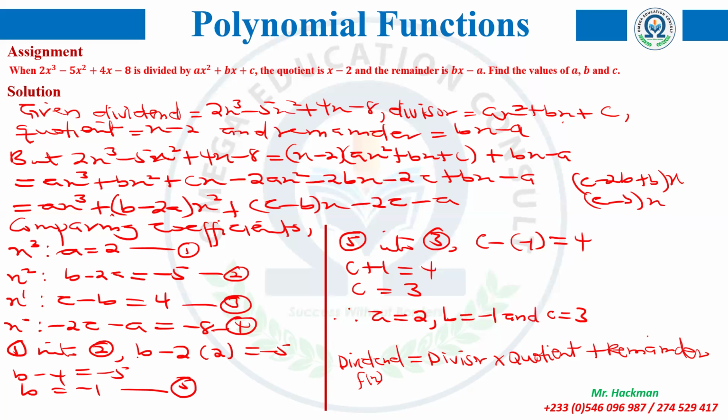And that will give you B minus 2 into 2, which is the value of A, is equal to minus 5. You come and solve for B. So you get B minus 4 is equal to minus 5. So B will be equal to minus 1.